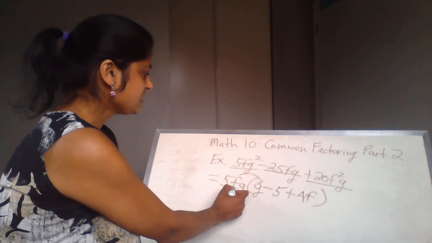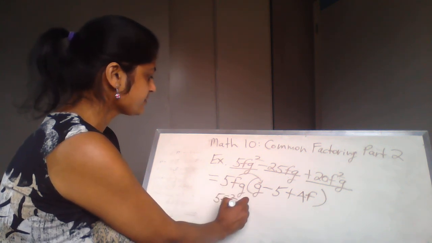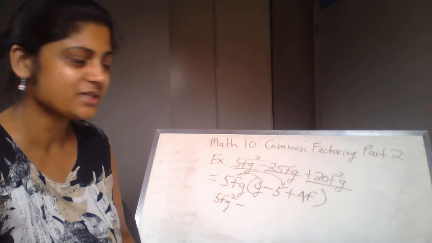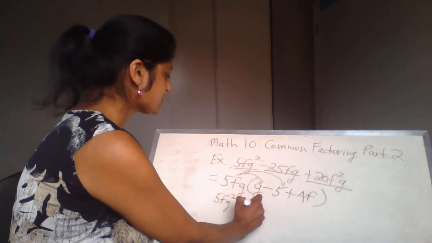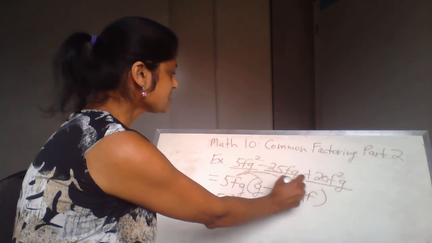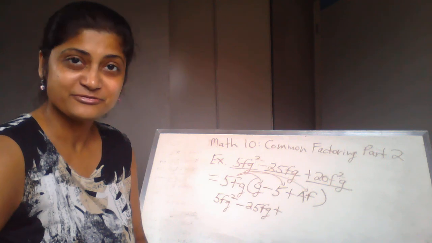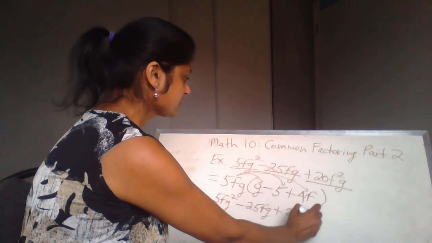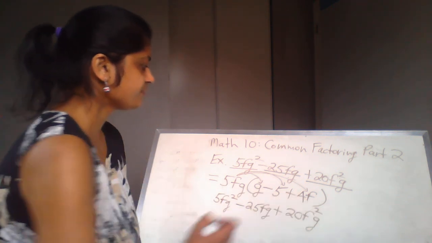Let's try for this one. So this is 5fg times g. So 5fg squared. Then I'm going to do the first term times the second term, okay? So 5fg times negative 5, okay? So 5 times 5, 25fg. Plus, and then I'm going to do 5fg times the 4f. So I'm doing 5 times 4, so 20. I see there are 2 f's here, f and f squared, g.